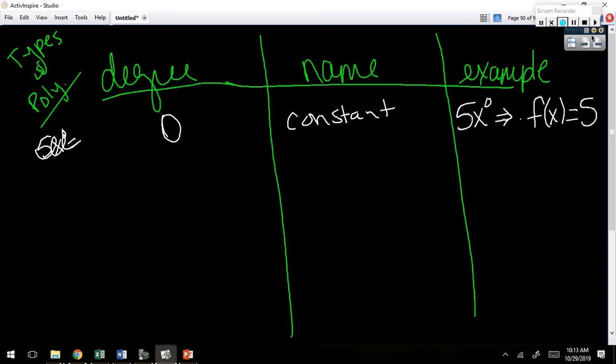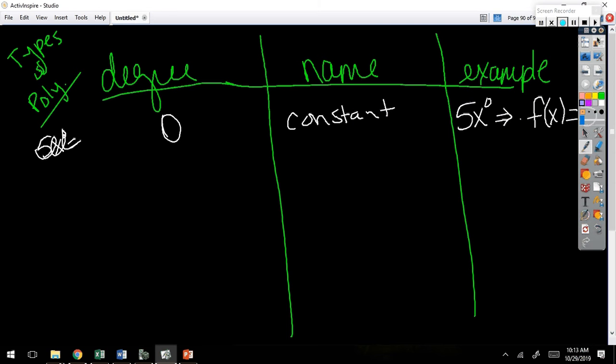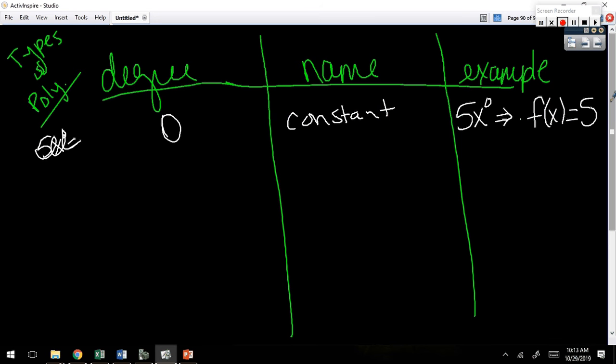Constant. You will see that you actually know most of these. You just didn't realize they were classified by their degree. How about a degree of 1? Give me an example. I should have put the example column first. Give me an example of a polynomial. Just throw one out there that's got a degree. 6x, I'm going to say plus 2, and we'll say f of x equals. What type of equation is that? Yes. It's a line, right? Degree is 1.